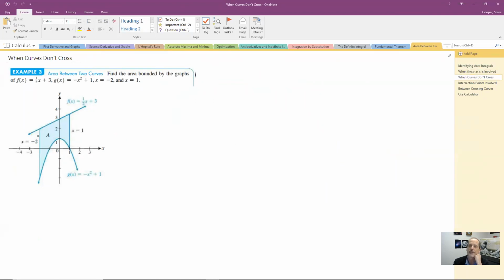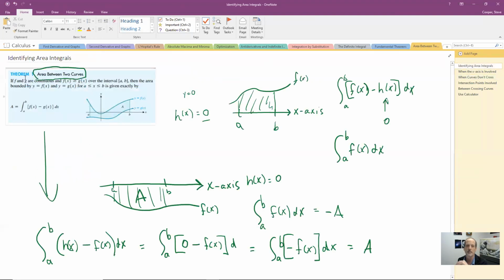All right, so f of x is going to be a line with a slope of 1/2 and a y-intercept of 3. And g of x is going to be this upside down parabola, opens down. And what we want to find is the area between the line and the parabola from -2 to 1. So this is a straight interpretation. This is just a direct result of Theorem 1.